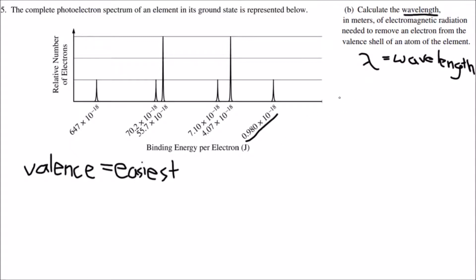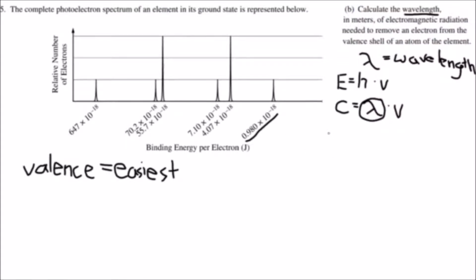There are two equations we have at our disposal that could be used to help us find the wavelength. E, energy, equals Planck's constant times frequency, and the speed of light equals the wavelength times frequency. The second equation has the wavelength that we need to solve for, and the first equation has the energy we need to ionize, as we found earlier. Both equations have frequency in common, so we can start by writing each equation in terms of v.